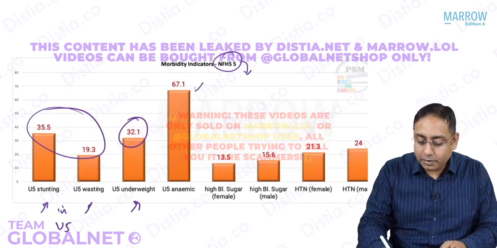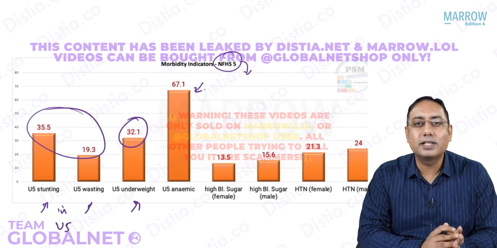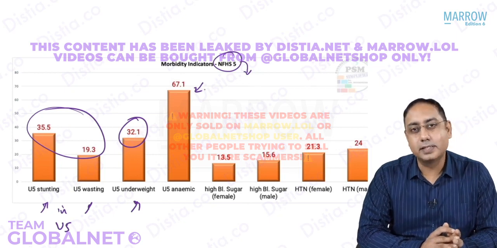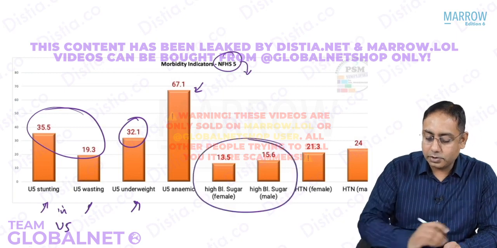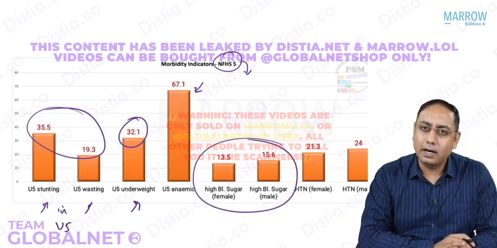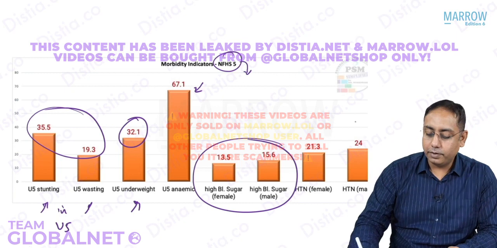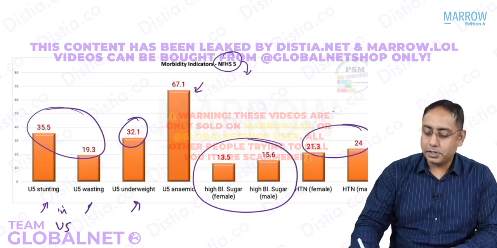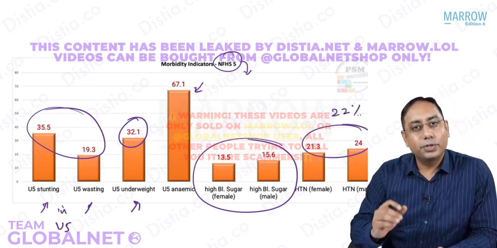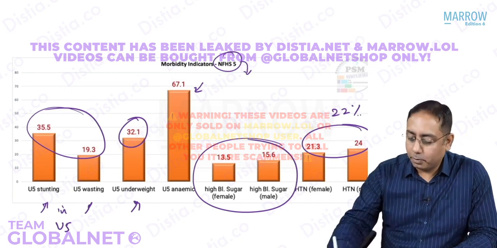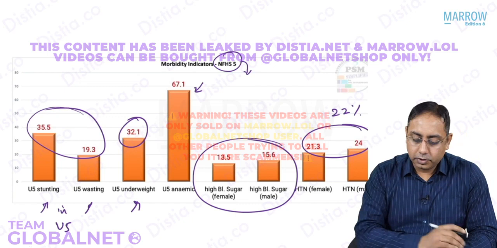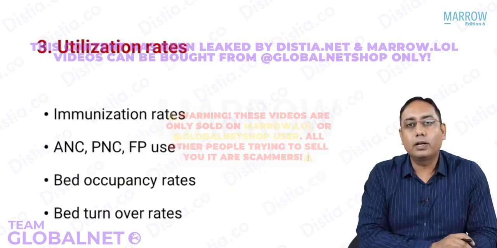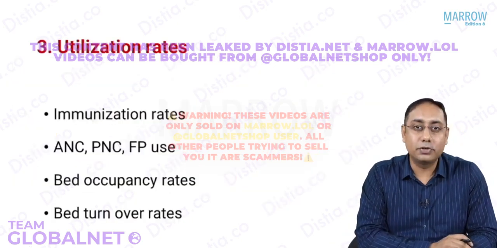You can see that the prevalence of anemia in children less than 5 years is a whopping 67%, whereas diabetes mellitus is hovering in males and females around 13 to 15%. And if we talk about hypertension, the average is 22%. So these are actually all the morbidity indicators, the latest updated data, right? So next in line is, what do we mean by the utilization rates?